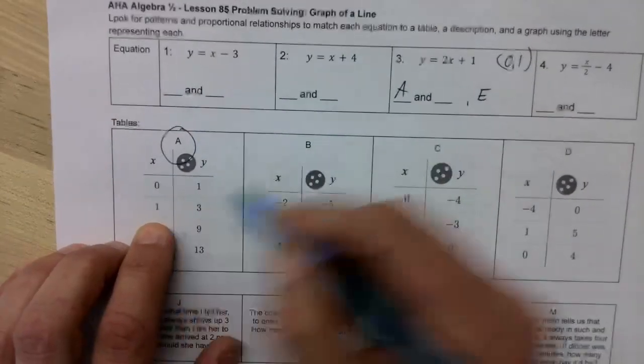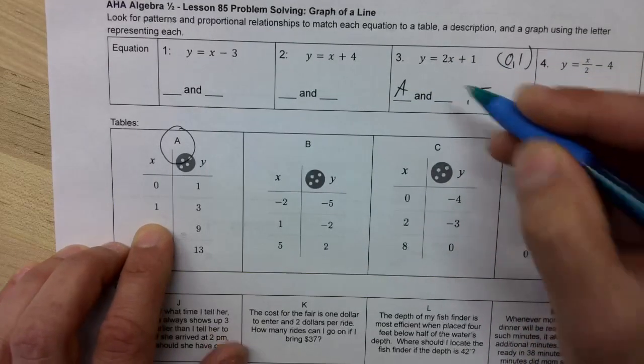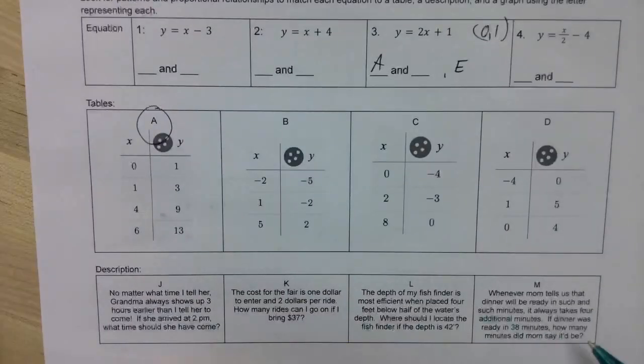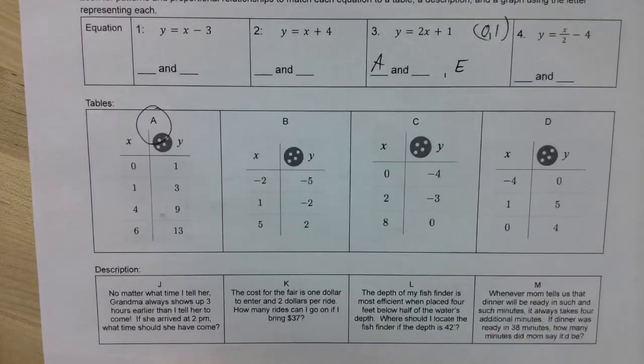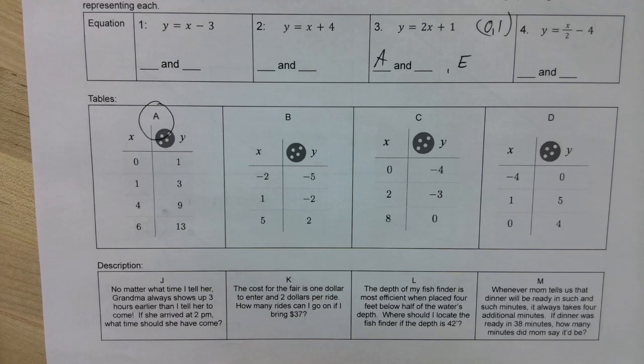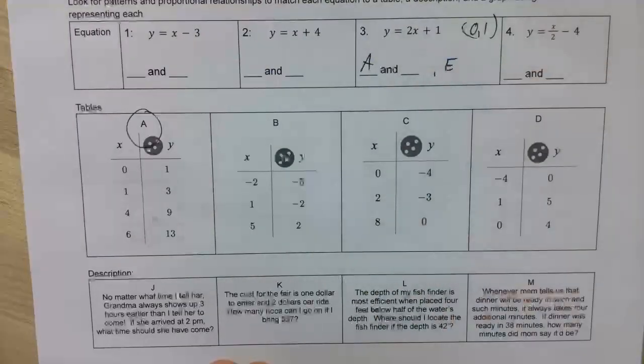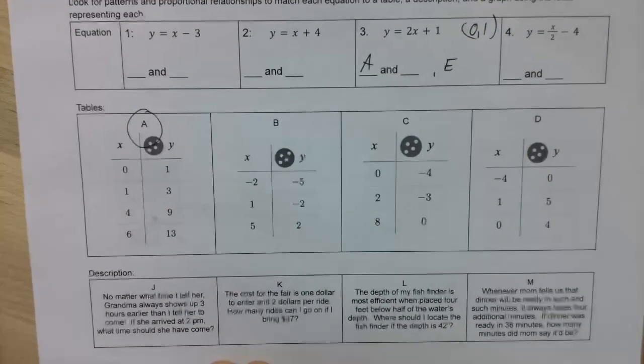0, 1, 1, 3, all of those satisfy equation 3. So that's A. And then we just need to pick a description. Jeffrey, you said you were working on descriptions. What'd you get? Did you find one that matches up with number 3? For number 3, y equals 2x plus 1. That's okay. Did anybody get a description that they think matches up with what's going on in equation 3?